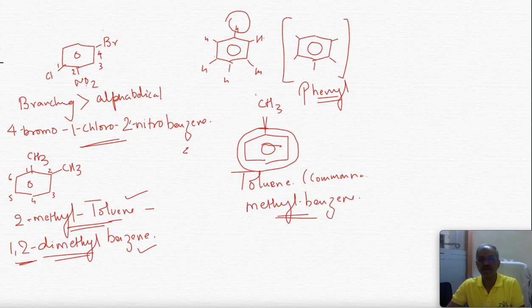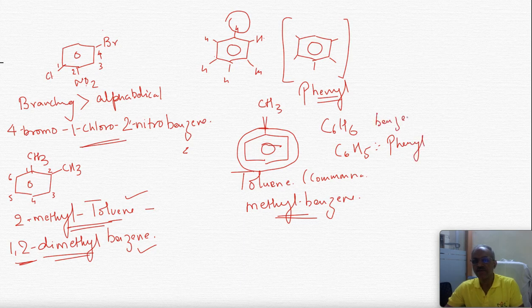So here a methyl group is attached to a phenyl ring. Always remember, C6H6 is benzene, but C6H5 is phenyl. Always remember, it's very important. Whenever you hear phenyl, that means it's benzene without one hydrogen atom. Fine?